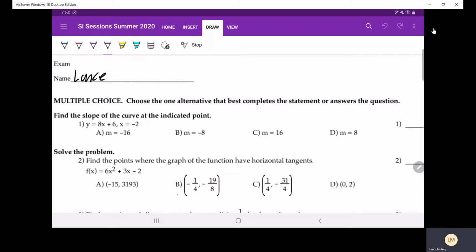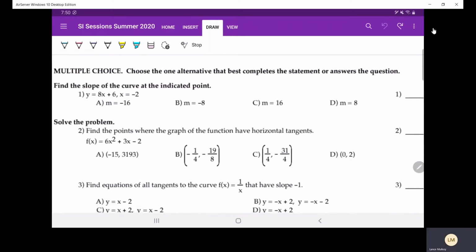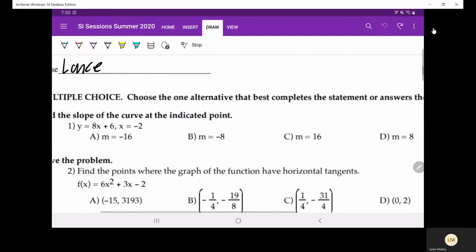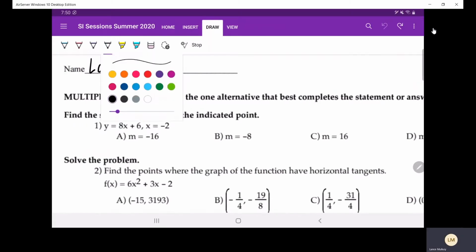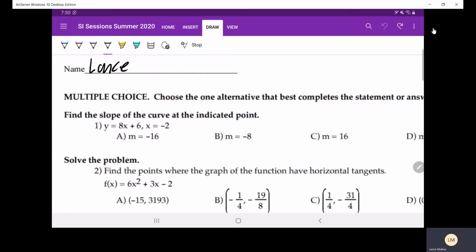Okay, so for number one, it says find the slope of the curve at the indicated points. So what do we know about the slope? Well, the slope of a curve at any point is the derivative at that specific point.